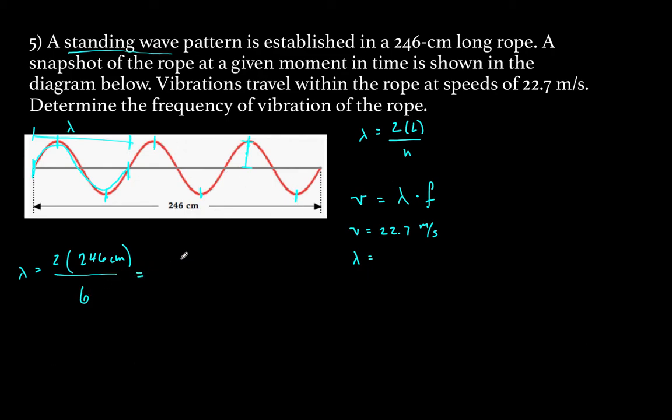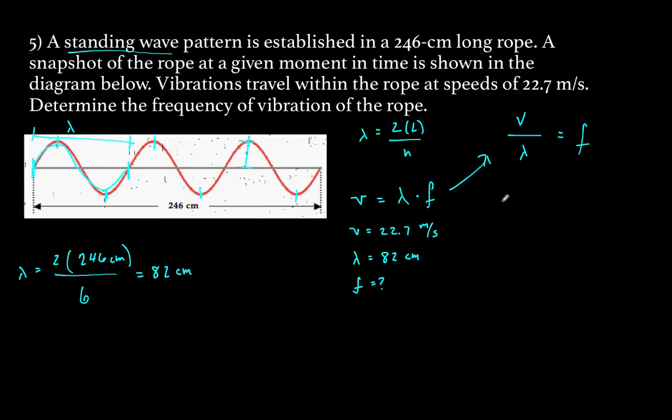So 2 times 246 is 492 divided by 6 is equal to 82 centimeters for my wavelength. So that works out nicely. My wavelength now is 82 centimeters, and I'm trying to determine my frequency as my unknown. So what I'm going to do is rearrange this equation for frequency. I need to say that my velocity divided by my wavelength is going to equal my frequency, which works out great.